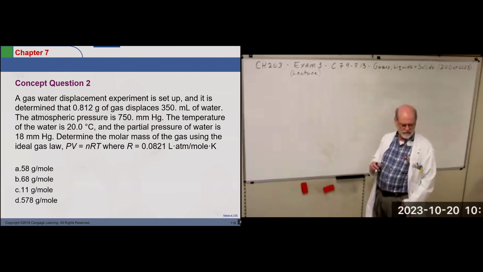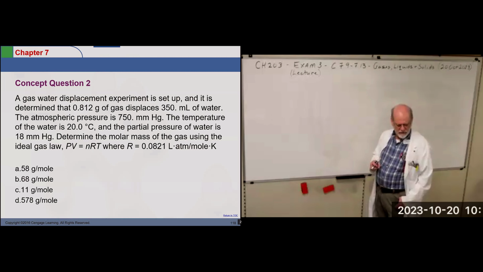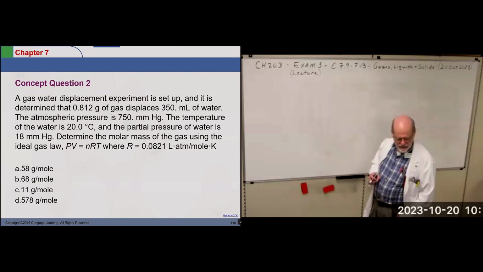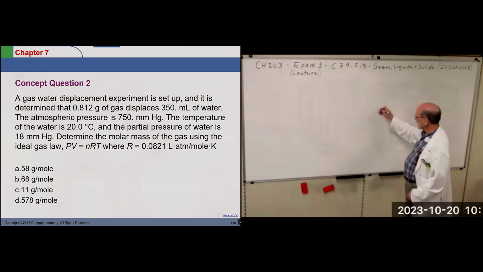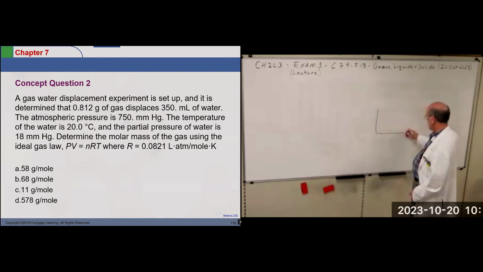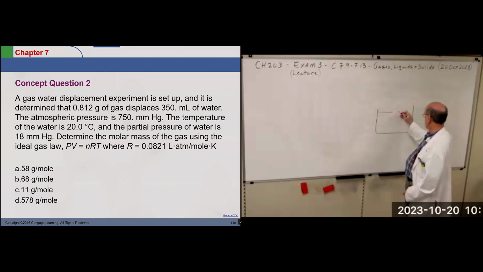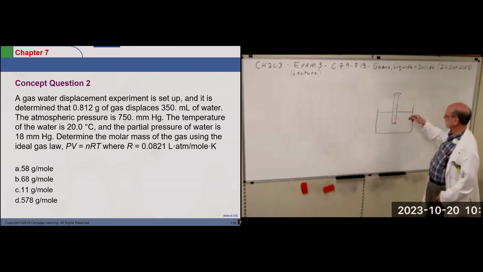So let's draw a picture. I think that would be helpful. We need a water displacement arrangement here. So I've got a tank, and there's water. And then I've got a graduated cylinder here with its mouth down here in the water. Right, that's solid.